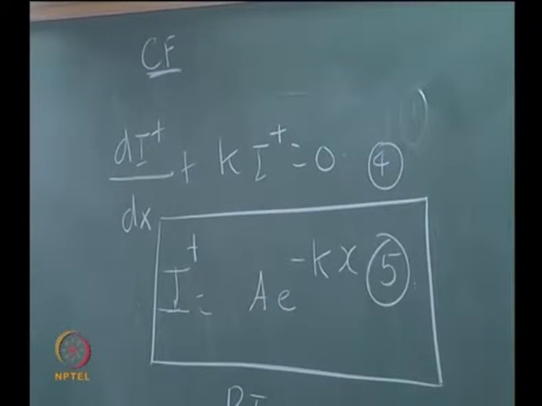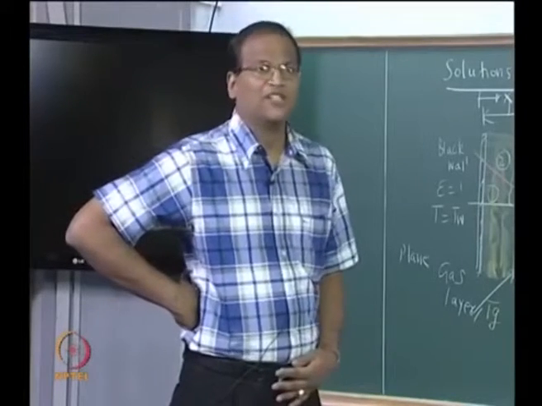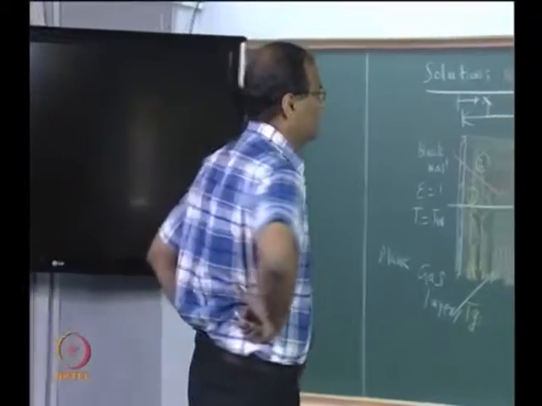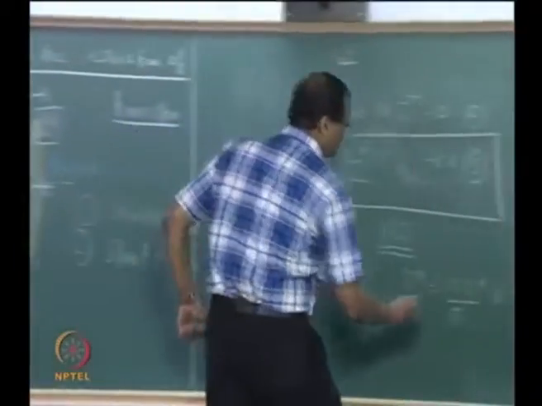Now put this particular integral back into equation 3. What will be the first term? dI by dx plus 0. Second term is kappa sigma Tg to the power of 4 by pi. Therefore, this is a particular integral to this problem. Therefore, the general solution consists of the sum of both the CF and the PI.